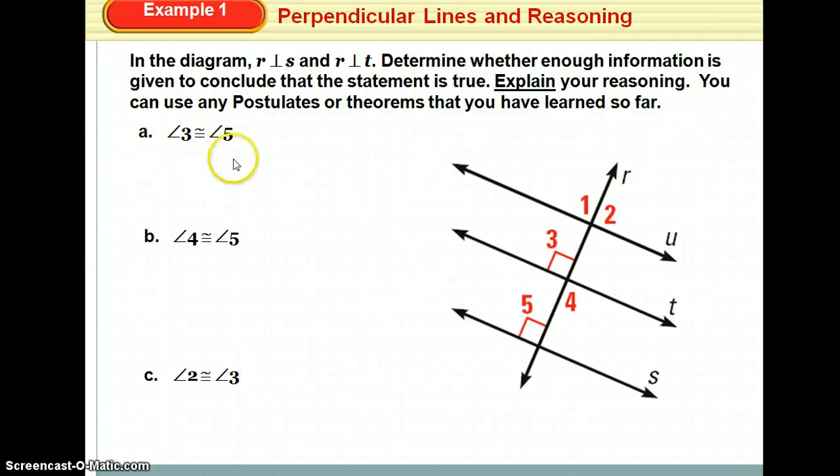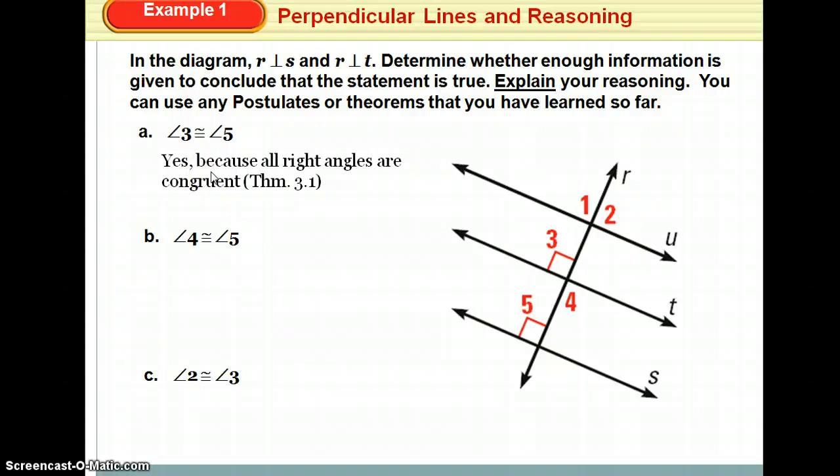So look at angle 3 and angle 5. Okay, so angle 3 and angle 5 right here, they are both marked with big red boxes. So that means that they are each 90 degrees. Okay, so we should say that yes, they are congruent because all right angles are congruent. This is theorem 3.1.